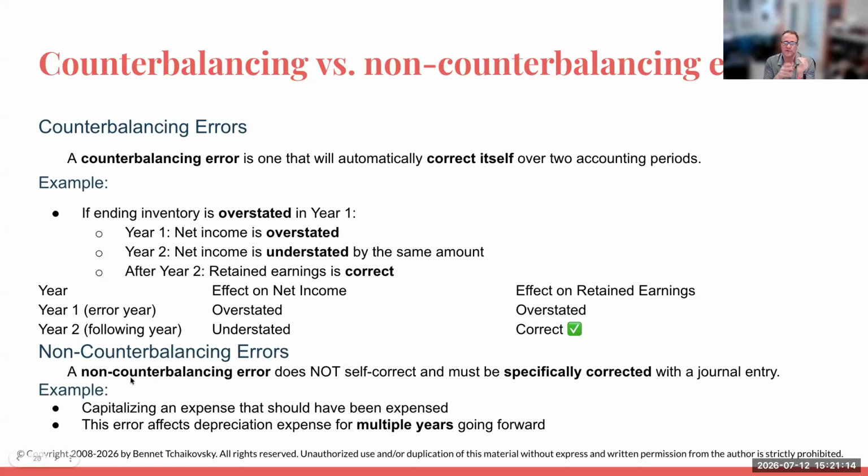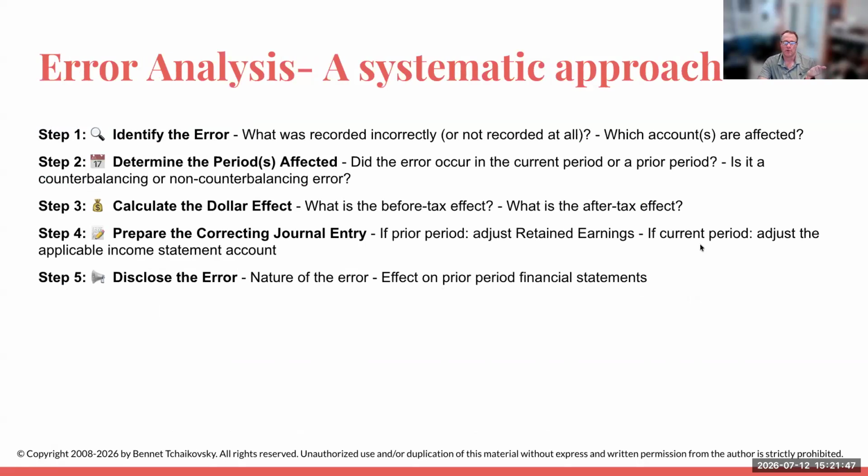That is a counterbalancing error, but a non-counterbalancing error does not self-correct. It must be specifically corrected with a journal entry. So if you do in fact have a counterbalancing error, you would want to still go through and correct it, because your financial statement information is incorrect, and we don't want to show that to our investors. But a non-counterbalancing error would be capitalizing an expense that should have been expensed, because this would impact depreciation multiple years going forward.